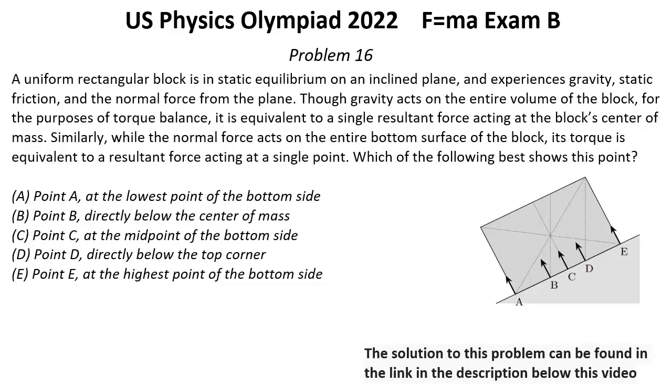Problem number 16. A uniform rectangular block is in static equilibrium on an inclined plane and experiences gravity, static friction, and normal force from the plane. Though gravity acts on the entire volume of the block, for the purposes of torque balance it is equivalent to a single resulting force acting at the block's center of mass.